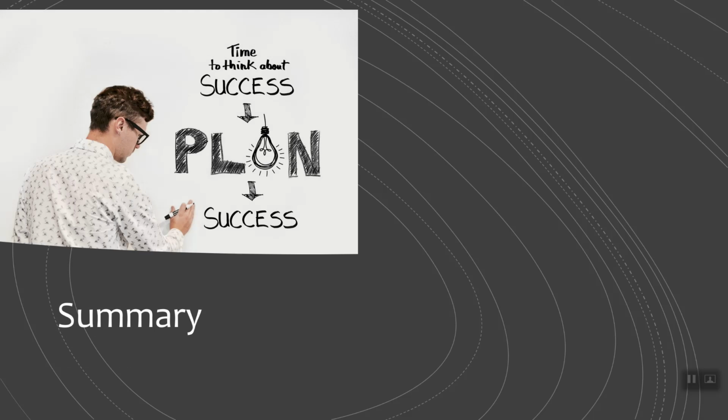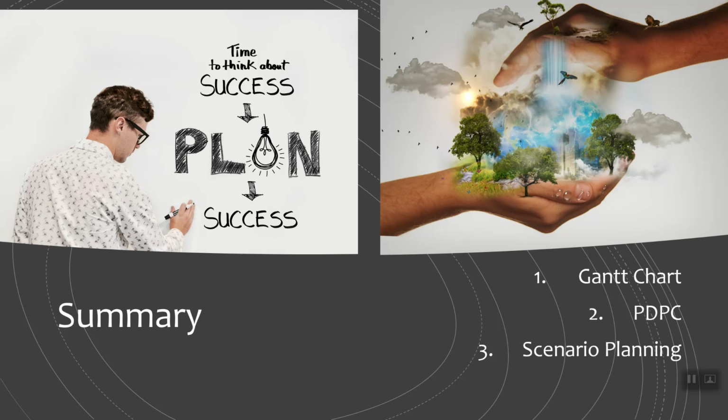In this session, we have looked at the various ways to implement your sustainability plans. We covered the Gantt chart for detailed task planning, the PDCC for contingency planning, and scenario planning for holistic forecasting. And you have had, or you will have, the opportunity now to practice those.